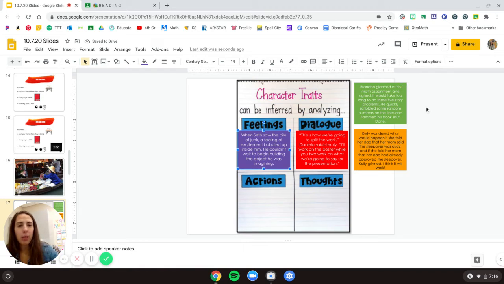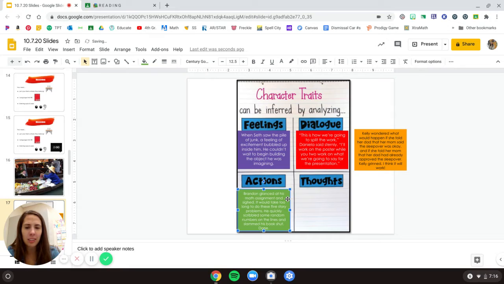Let's go to the green one with Brandon. Brandon glanced at his math assignment and sighed. It would take too long to do these 5 story problems. He quickly scribbled some random numbers on the lines and slammed his book shut. Done. So this one is a little tricky because it has a little bit of Brandon's thoughts, but it has more of his actions. It's what he's doing, right? I'm going to move that under actions.